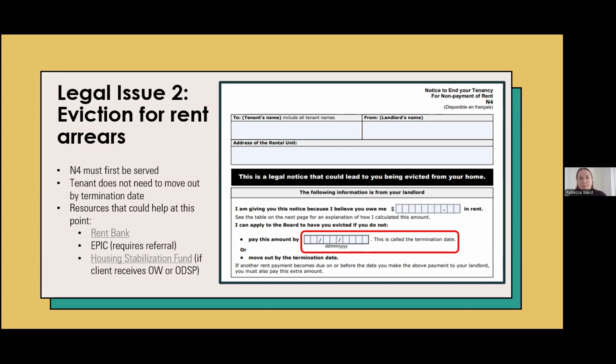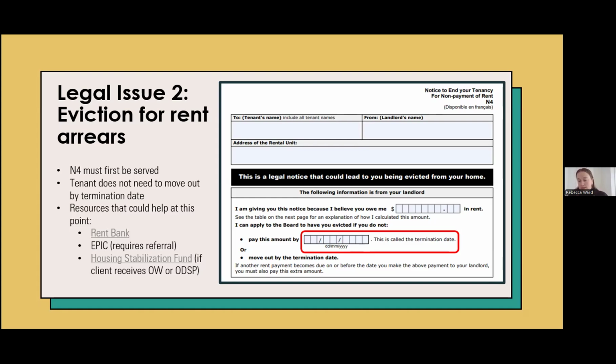And so that's where it would be really important for you, as perhaps the support person in the client's life, to keep up with that advocacy with the OW or ODSP worker to make sure that the HSF application has been submitted. And one thing to note about the HSF is that if they are able to provide financial support to tenants who need it, one thing that they typically always require is that going forward, the tenant's portion of rent that's being paid by OW or ODSP has to be paid directly to the landlord.